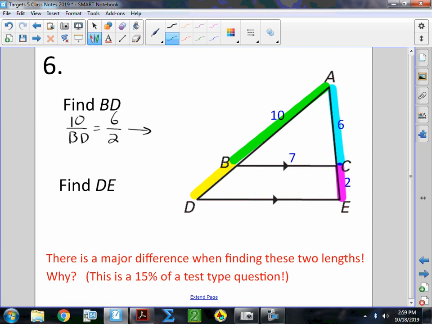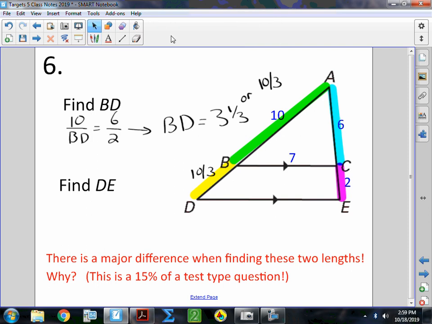Okay, cross multiplying is going to give me 20 equals 6 times BD. Dividing both sides by 6 gives me 20 divided by 6 equals BD. 20 divided by 6 is the same thing as 10 divided by 3. So you could say BD equals 10/3 or 3 1/3. I'm going to use 10/3. Then it says find DE.